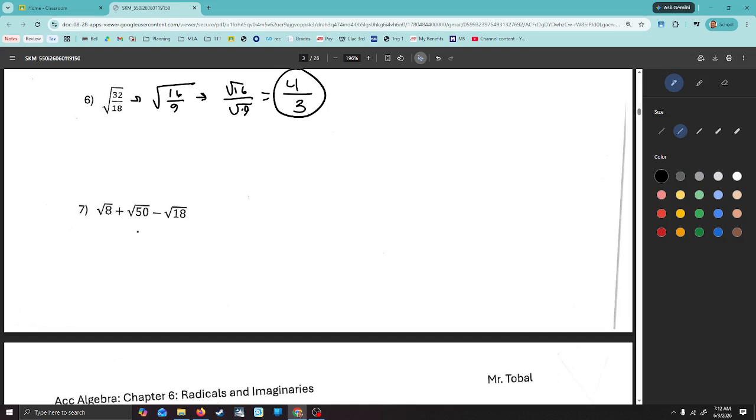When you add or subtract roots, they have to be the same root. So I have to break this down and simplify. To save time, I broke down a bunch of them, so I'm just going to give the result. This is going to be 2 root 2. This is going to be 5 and 10, so 5, 5, 2, 5 root 2. And this is going to be 3 root 2.